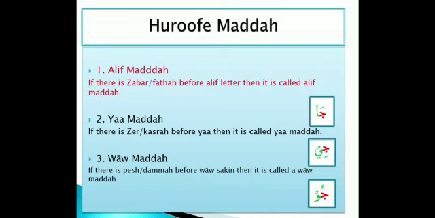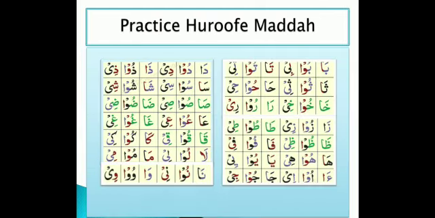So the huruf madda is alif madda if there's a zabar before the alif letter. Ya madda if there's a zair before a ya. And waw madda if there's a pesh before a waw. At the beginning I mentioned that zabar, zair, pesh on their own do not stretch. After a zabar you see an alif. After a zair you see a ya. After a pesh you see a waw. Then you will stretch. These are called huruf madda: alif madda, ya madda, waw madda.